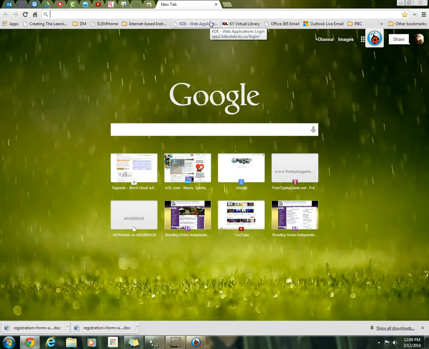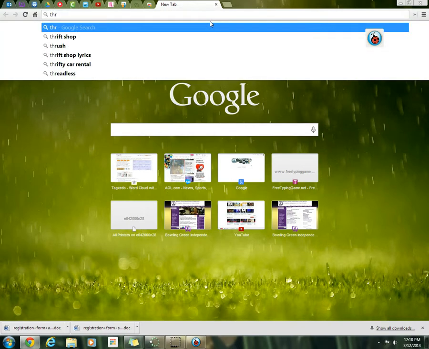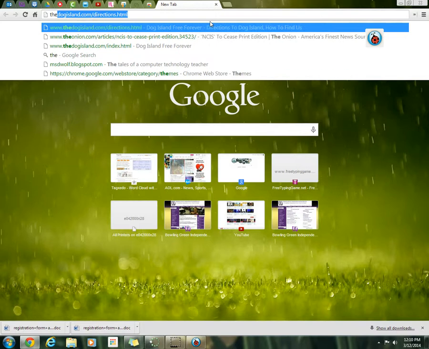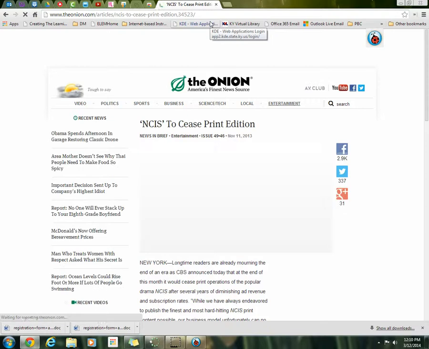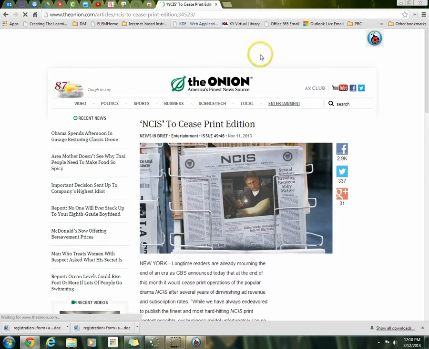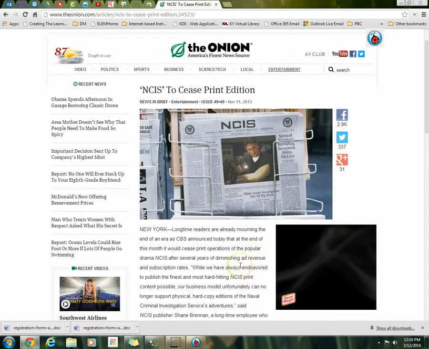They see something on a different site and they're not sure if it's real or not. We were looking at The Onion because that's where we have some fake news. And this specific article is talking about a TV show not going to be in print anymore. Well, it was never in print because it's a TV show. TV's not in a newspaper.